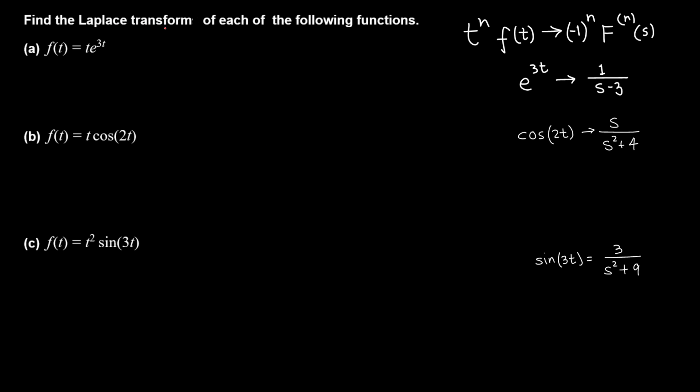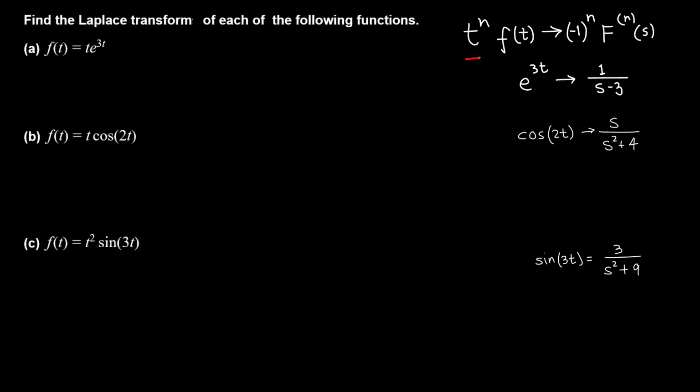Find the Laplace transform of each of the following functions. So in part A we have t times e raised to 3t. In part B, same thing, t times cosine, and part C, t squared times something. And here is the formula.